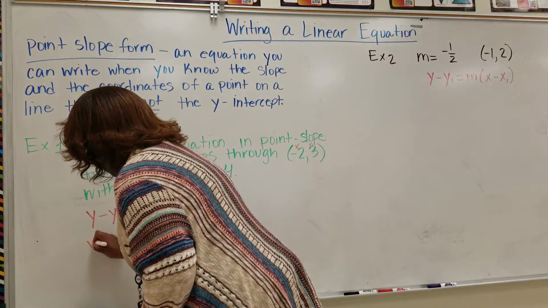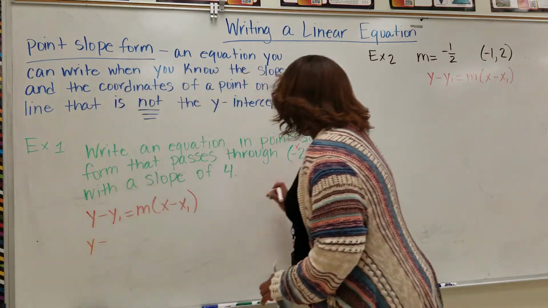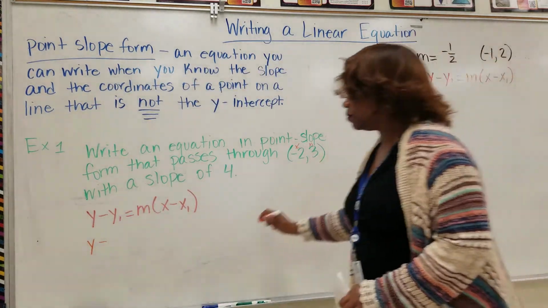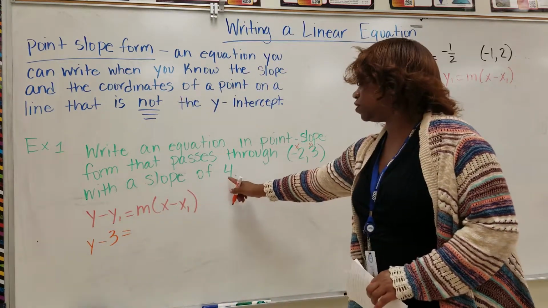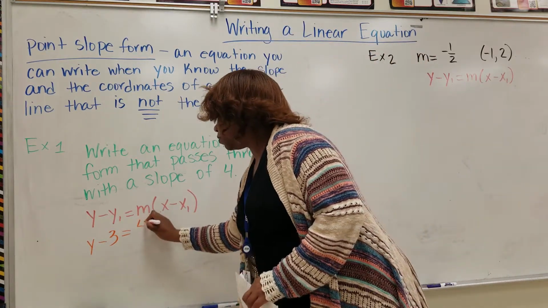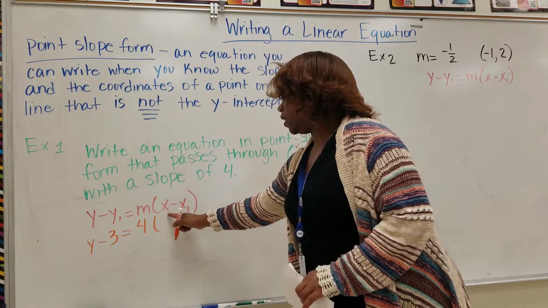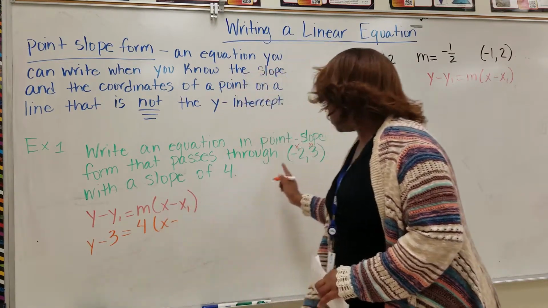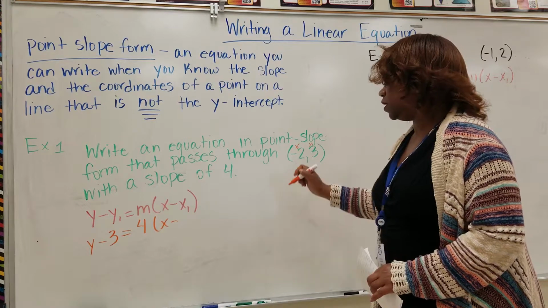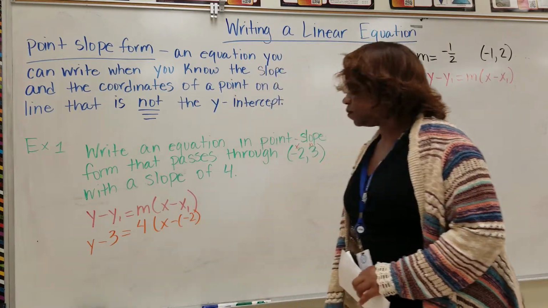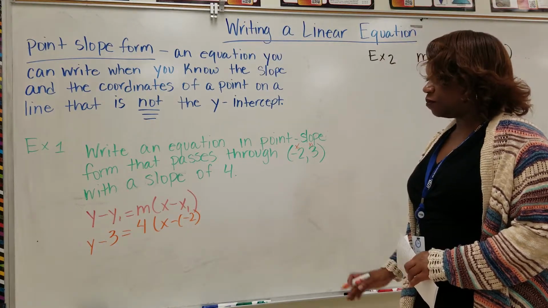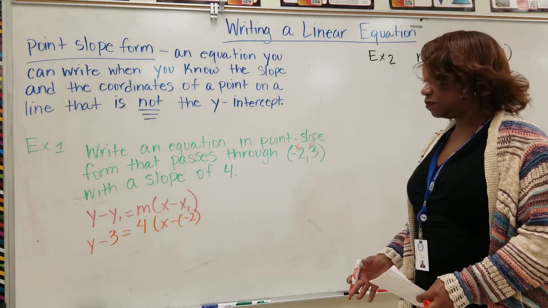So here we have y minus y1 is 3 equals m, which is our slope, 4, and x minus x1, which is -2. Okay? And from here, we just go ahead and solve. Okay?